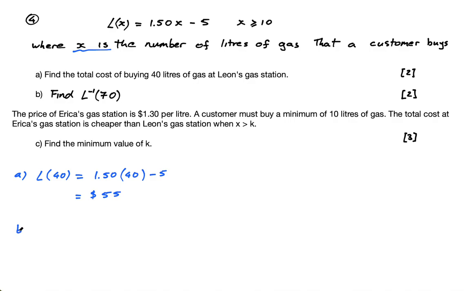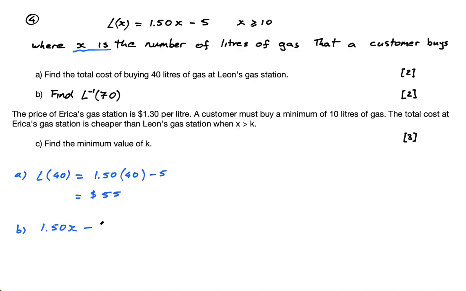Part B. Find L minus 1 of 70. So that's the inverse function of 70. Now you don't have to find the inverse function, but you do need to know that what it's asking is essentially if the output is 70. Another way of thinking of it is this: if it cost somebody $70, how many liters did they buy?